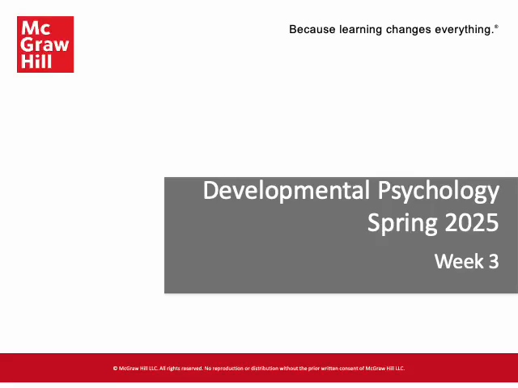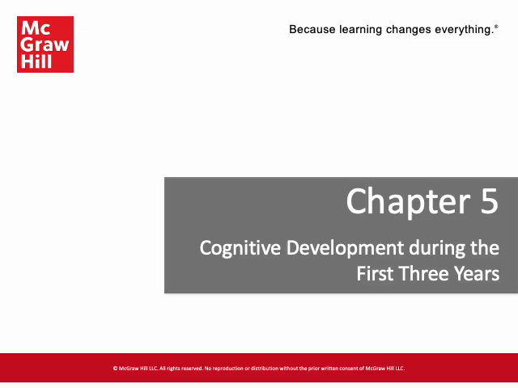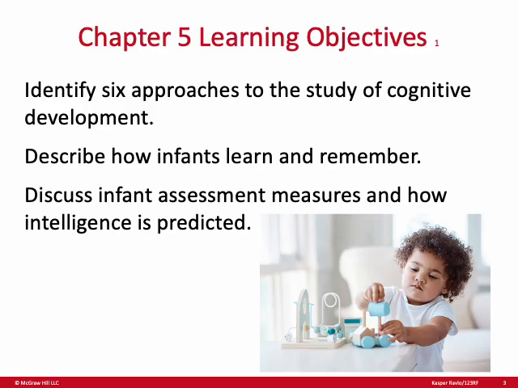Hi, and welcome back to Developmental Psychology, Week 3. Chapter 5 is going to talk about cognitive development during the first 3 years. Let's jump into what the learning objectives are for this chapter.